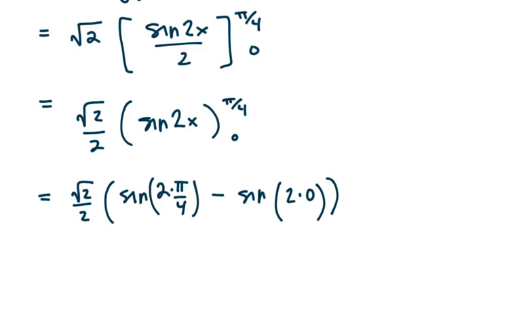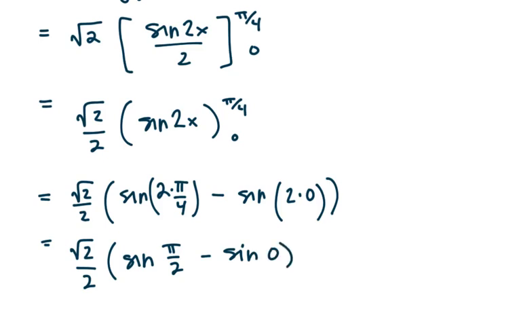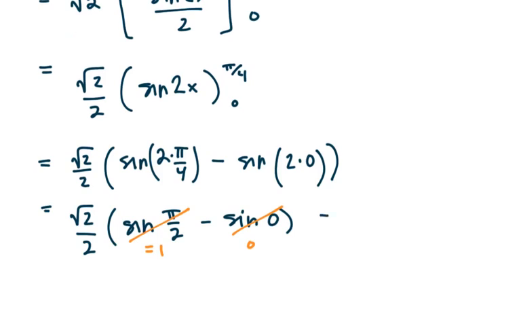So that is root 2 over 2 times the sine of pi over 2 minus the sine of 0. Sine of 0 is 0, and sine at pi over 2 is 1. So this value equals 1. This value is 0. 1 minus 0 is just 1. And my final answer here is root 2 over 2.